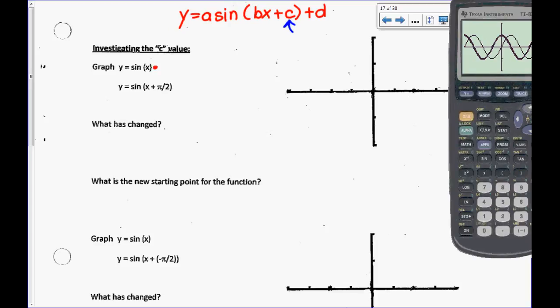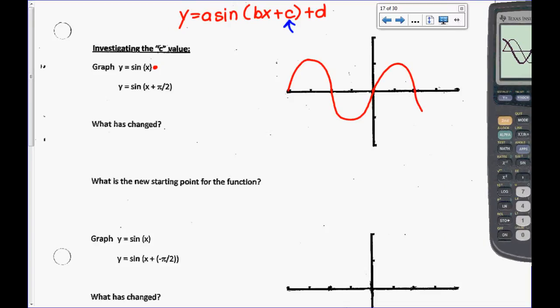Our original basic sine function looks like this, up to 1, down to -1, one whole complete period in 2 pi, then again the same thing on the other side, okay? But look at what happened when I graphed x plus something, and in this case the something is pi over 2.